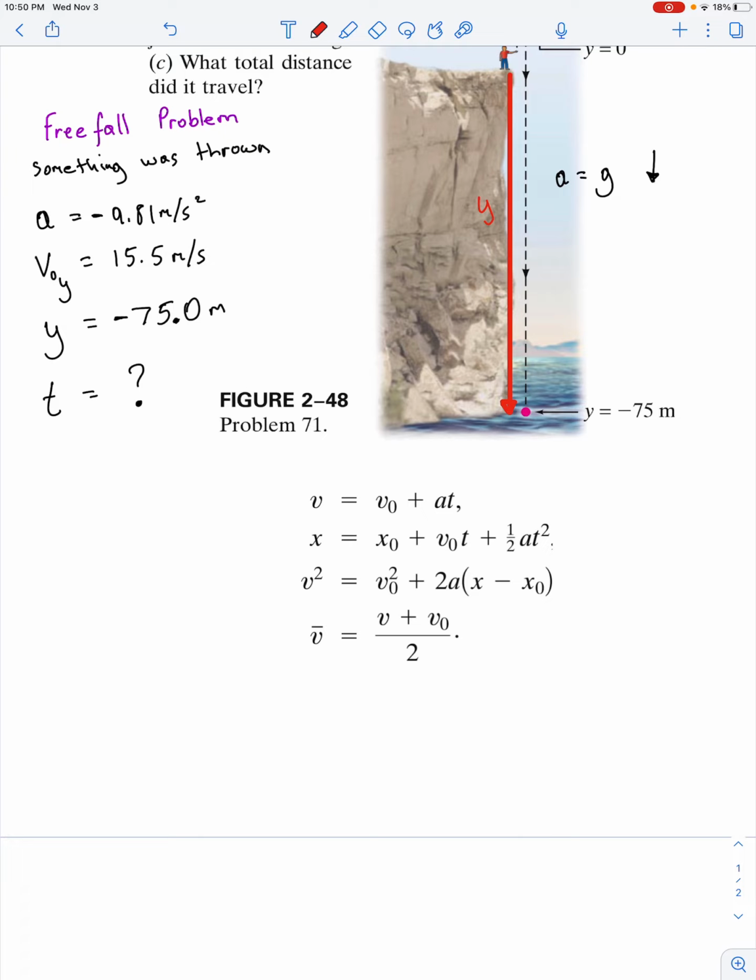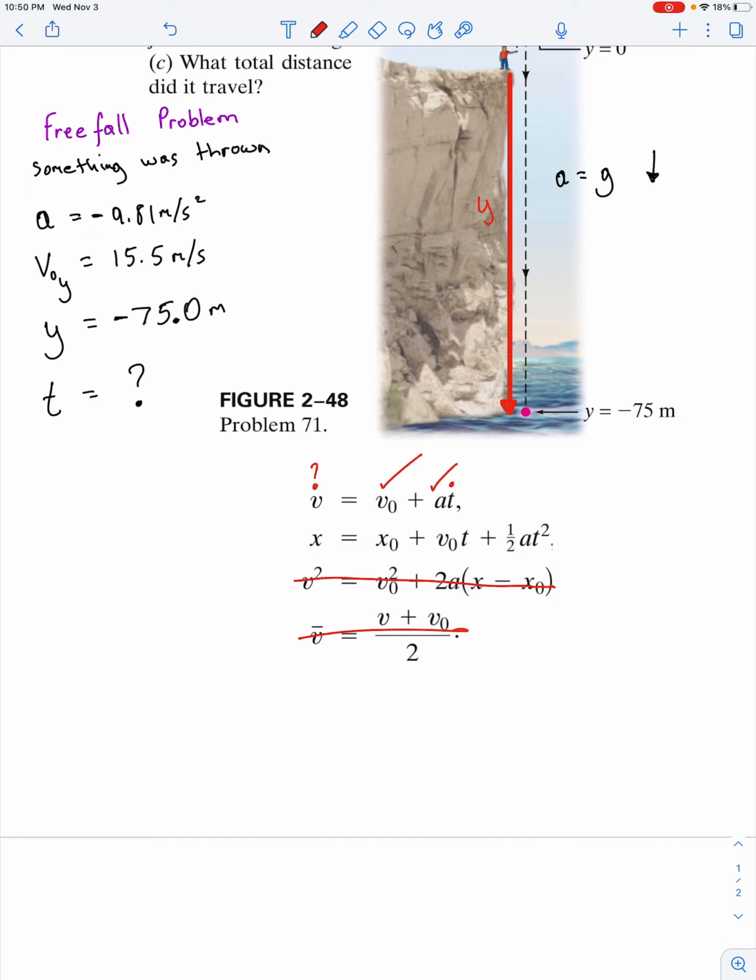So here we go. We're looking for time. So automatically, this equation cannot be used, and this equation cannot be used. Why can't they be used? Because there's no time in them. So now I'm only left with two. How do I figure out which one it is? I simply go through and match up. So I'm looking for time, which is this thing. Do I have a? Yes, I have a. Do I have v0? Yes, I have v0. Do I have v? No.